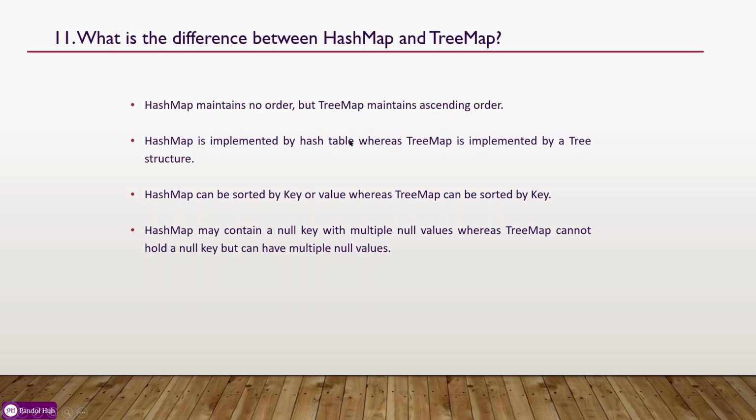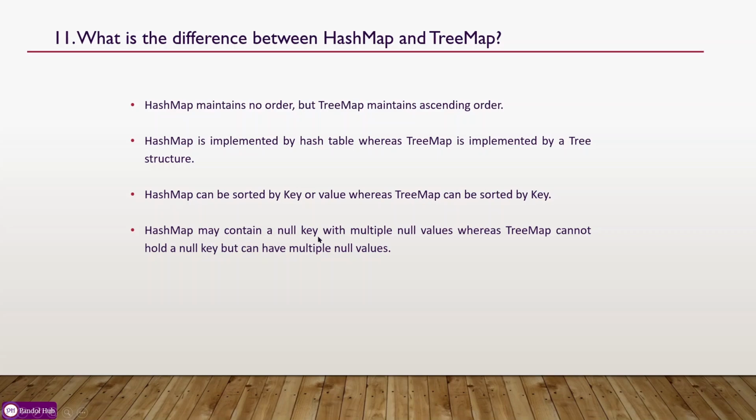Hash map is implemented by hash table, whereas tree map is implemented by a tree structure. So the internal data structure which the hash map uses is a hash table, whereas tree map uses a tree structure. Hash map can be sorted by key or value, whereas tree map can be sorted by key. So in a hash map, you can sort the collection using both keys and values, whereas in the tree map, it can be sorted only using keys.